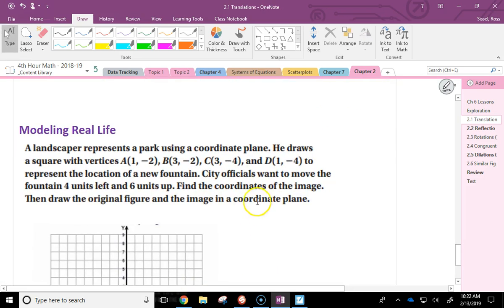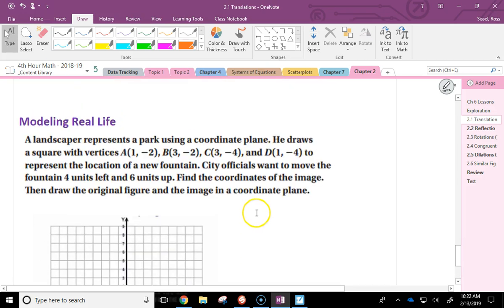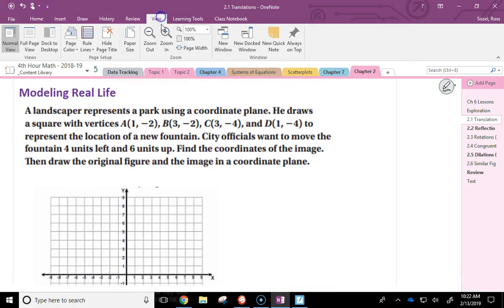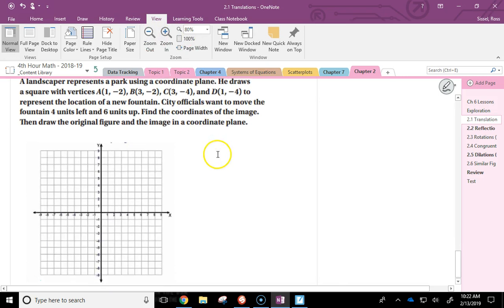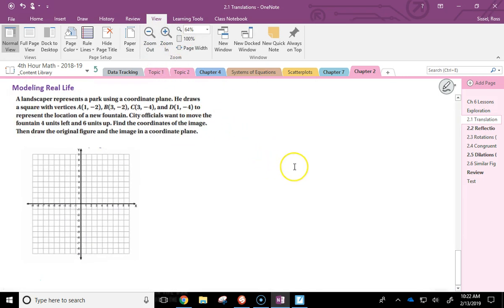This is the one that's in your notebook, and this is our last one. So we'll finish this, and then I'll look at homework with you. Maybe help you out. So a landscaper, you want to do this in your foldable. A landscaper represents a park using a coordinate plane.